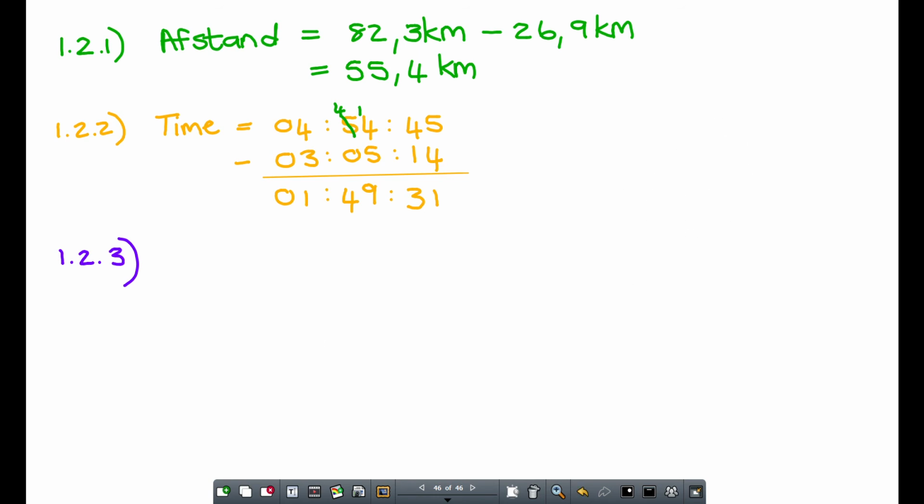Then 1.2.3, it says, convert the distance to Pinetown to meters. Okay, nou Pinetown was 68,9 kilometer. Afstand in meter.